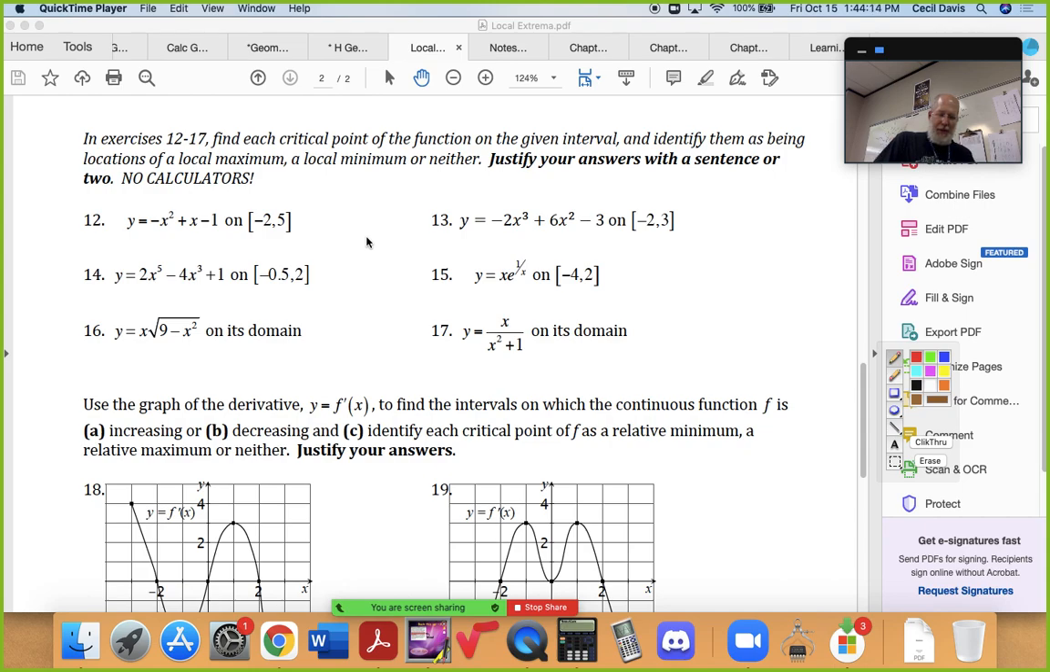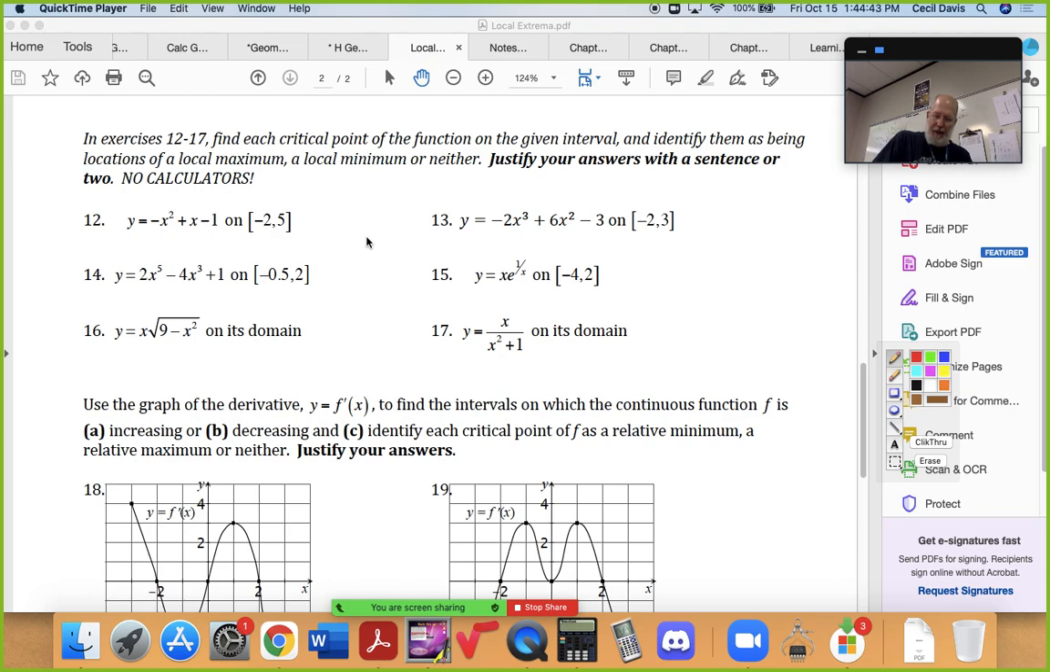At x equals 0, f has neither a local minimum nor a local maximum because f prime does not change sign. And at x equals 2, f has a local maximum because f prime changes from positive to negative at x equals 2.